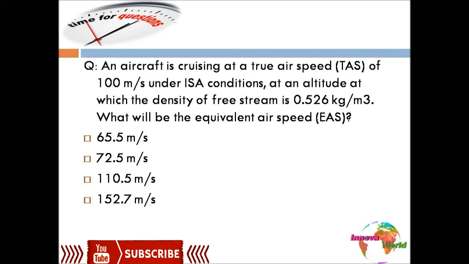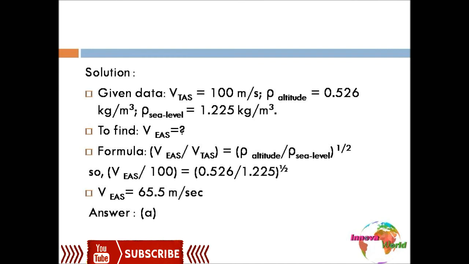Here comes a problem. Read the problem. They have given the velocity, the TAS value, in the international standard atmosphere condition, and at that same altitude you have a density of 0.526. Now they asked us to find the equivalent airspeed. So how can we find the equivalent airspeed? We know the formula. And what is the density at sea level? Let's go and see the solution.